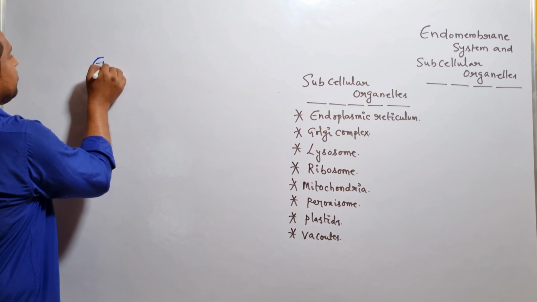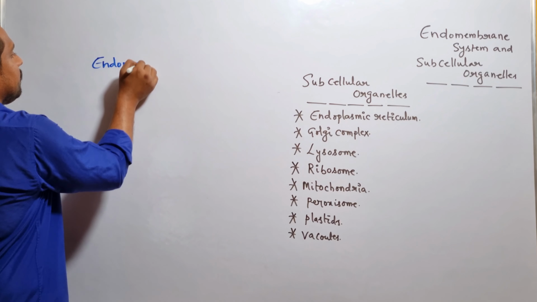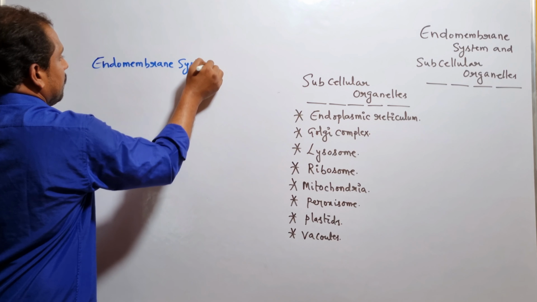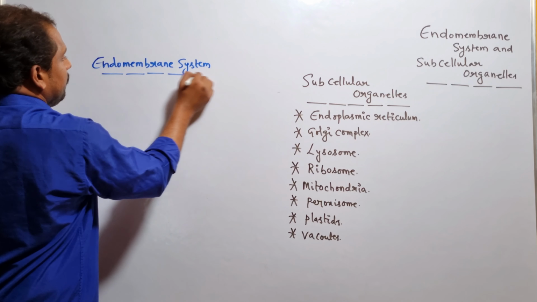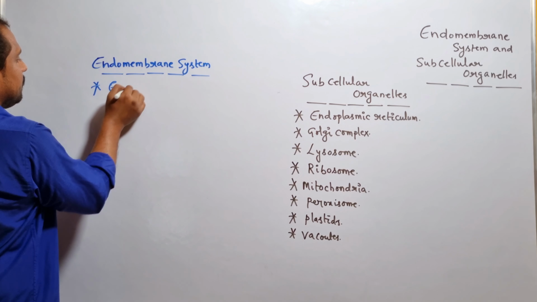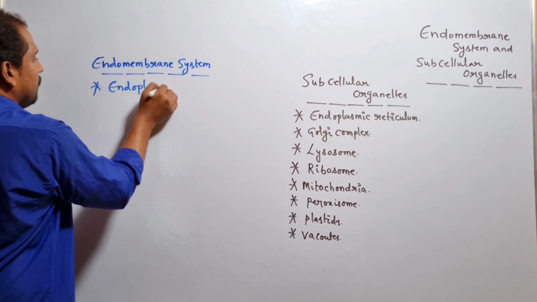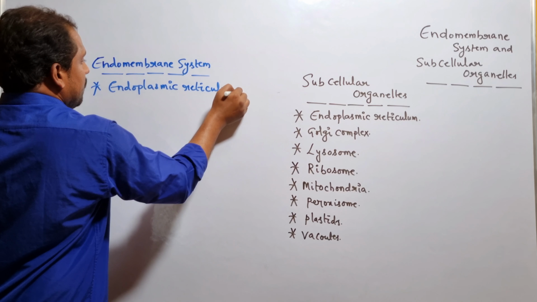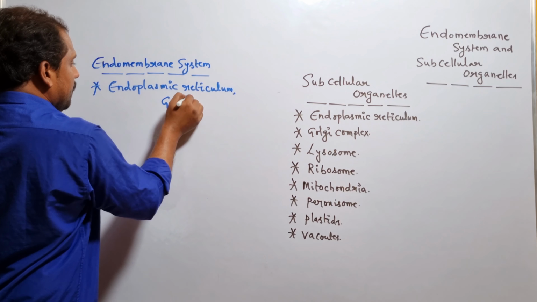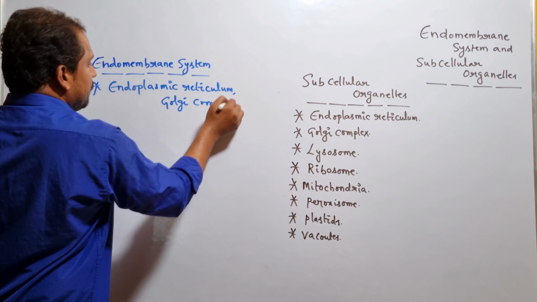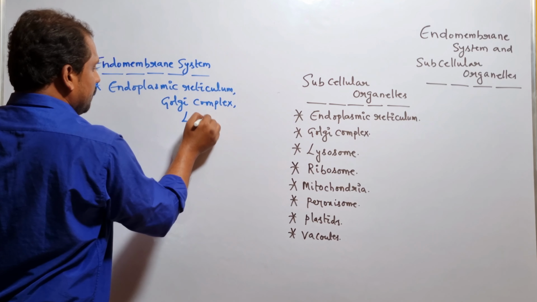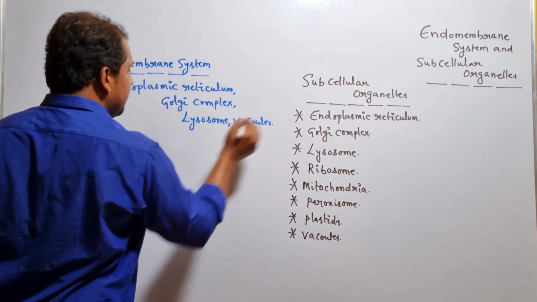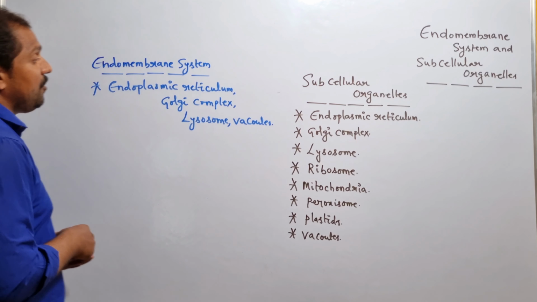Endomembrane system: endoplasmic reticulum, Golgi complex, lysosome and vacuoles. All these are the various subcellular organelles which come under the endomembrane system.